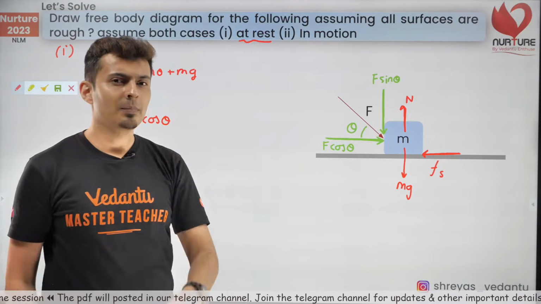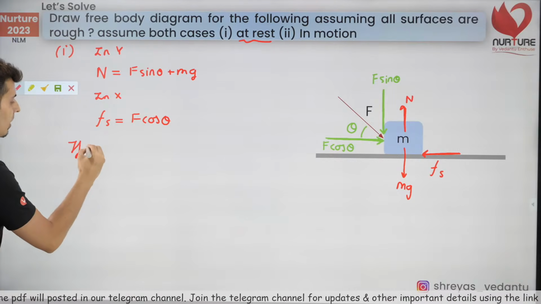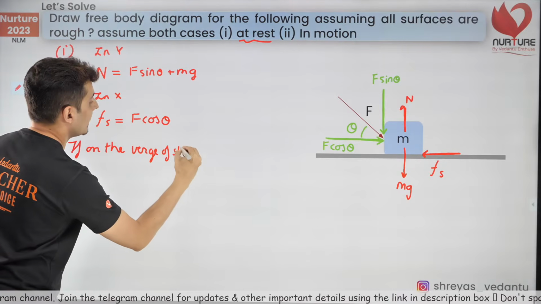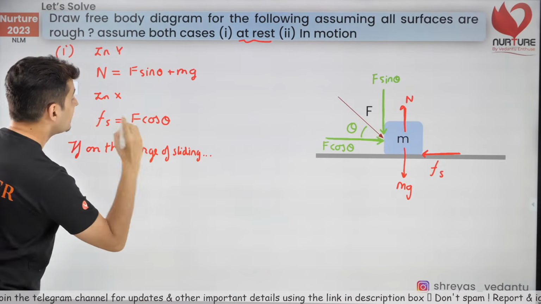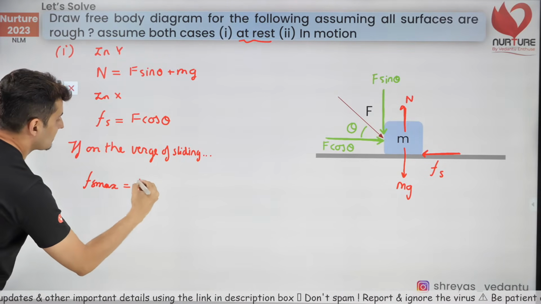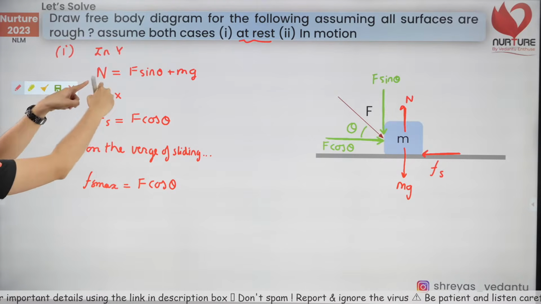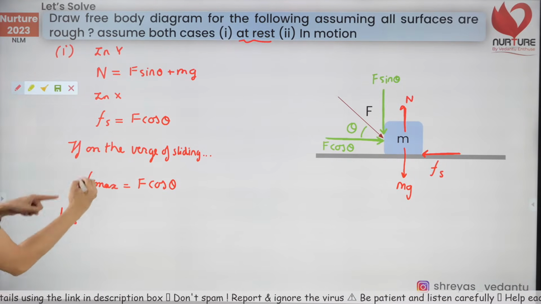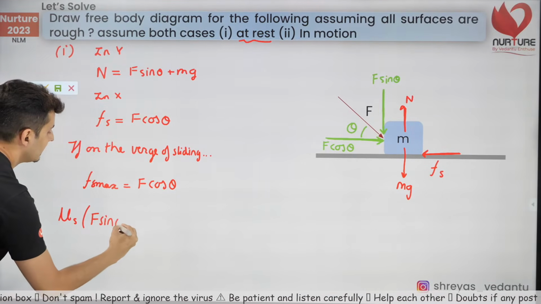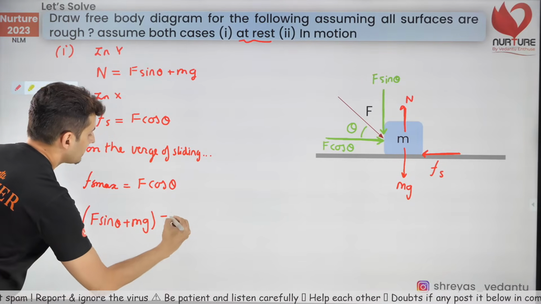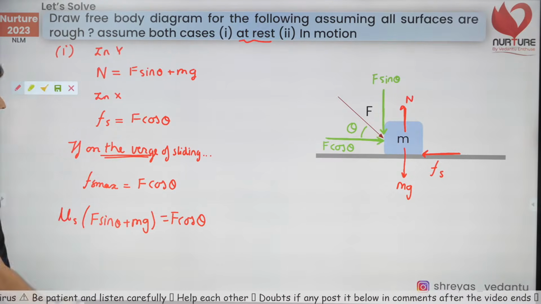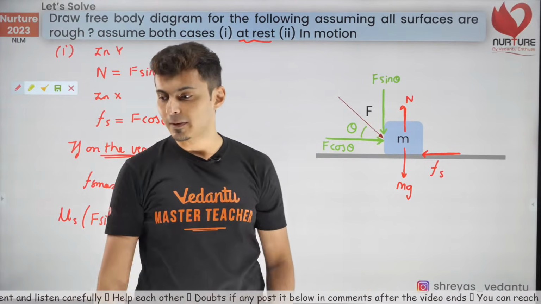If the question said if it is on the verge of sliding, then this Fs will become Fs max. Fs max will be F cos theta, and Fs max is mu N. Remember, mu static into N. What is N? This whole thing. So mu s into (F sin theta plus mg) is equal to F cos theta. So that's how the equation will modify if it is on the verge of sliding. Yes, I hope this is clear.